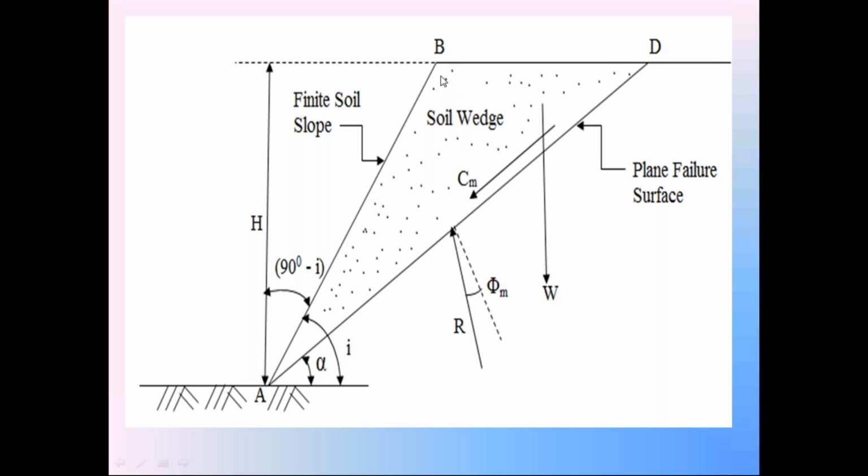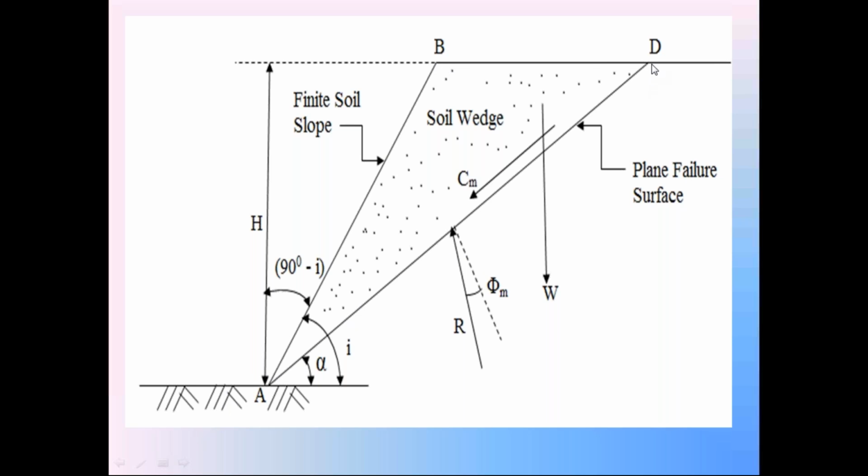Last class I explained in this diagram, cos(90 minus i) is equal to h divided by AB. That is cos(90 minus i), adjacent side h divided by hypotenuse AB. So the length AB is equal to h divided by cos(90 minus i), which is sin i. So sin i is equal to h by AB. So AB is equal to h divided by sin i. That is this length AB.